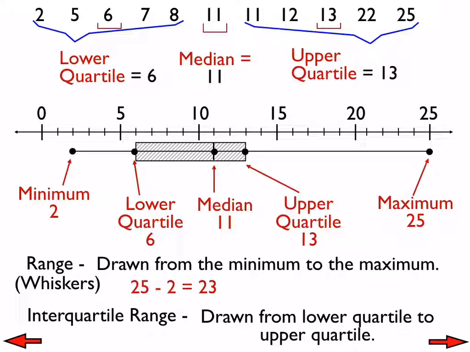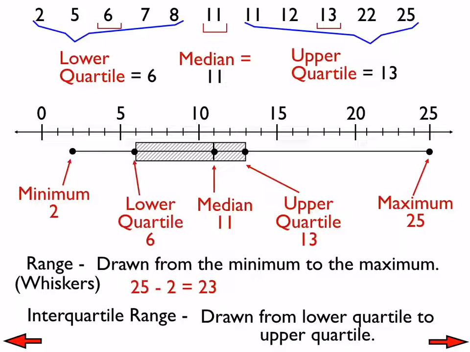The range is found from the distance between the minimum number and the maximum number, which happens to be 23. Sometimes we're asked for the interquartile range. The interquartile range is the distance from here to here, because it's within the box. What's the interquartile range? What would that be? Just tell me. What would it be? It would be 7. 13 minus 6. Okay?